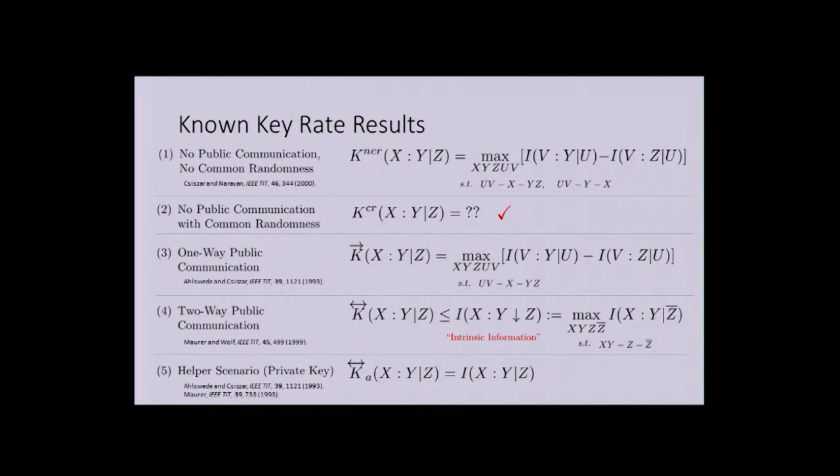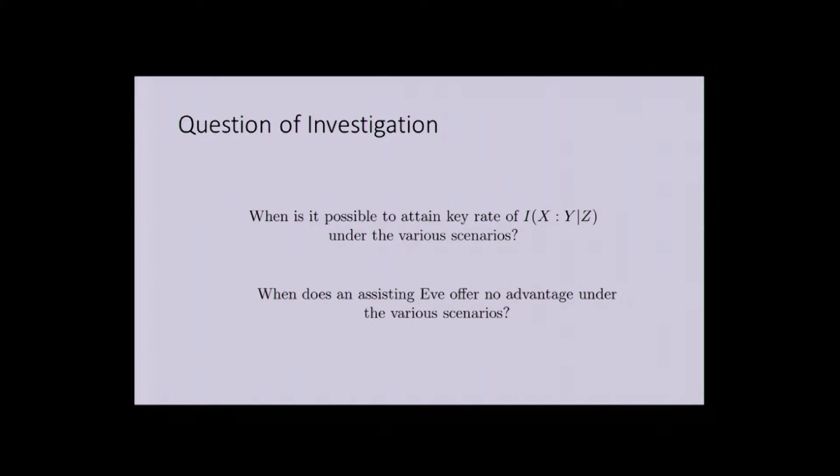All right, so the question that we study is, when is it possible to attain the conditional mutual information under the various scenarios that I discussed? Given the capacity formula, the fifth one there on the last slide, this is equivalent to asking, when does an assisting Eve offer no advantage under the various scenarios?